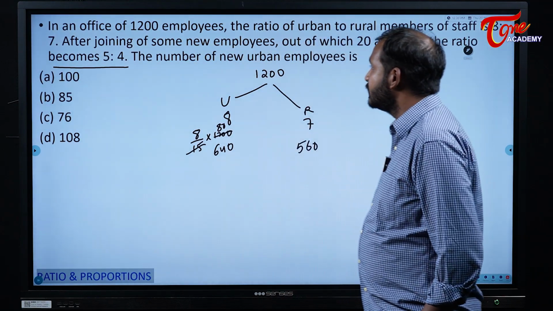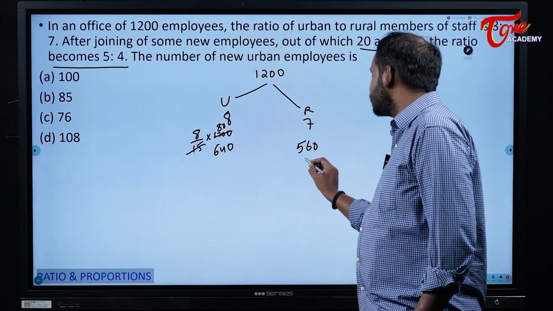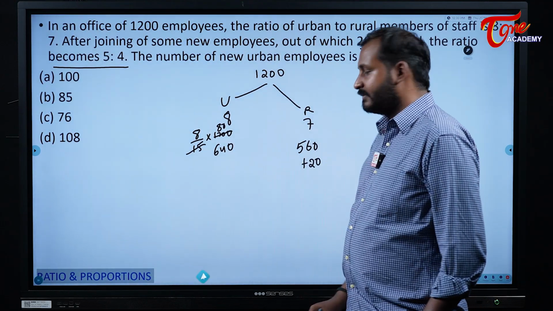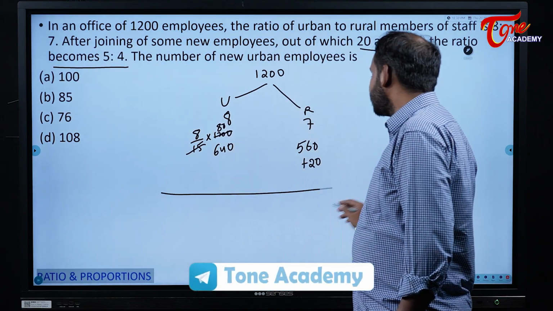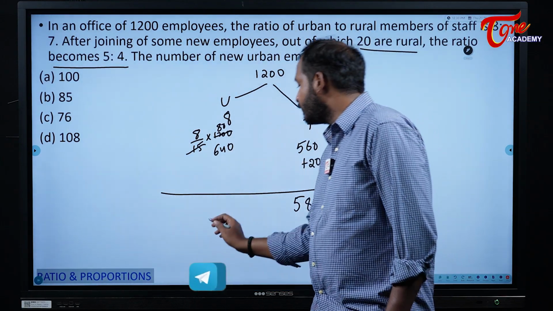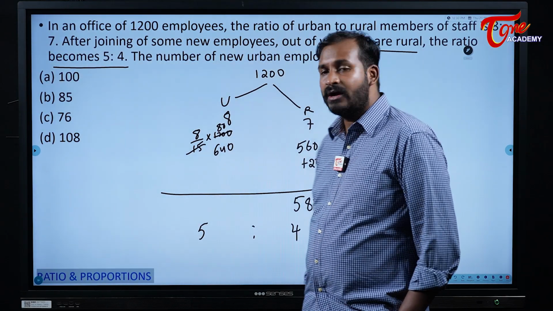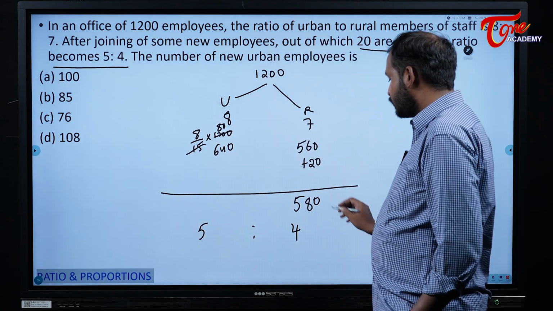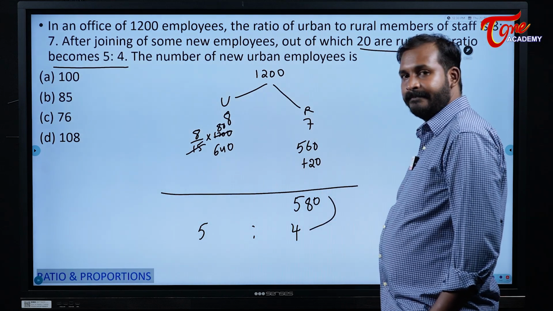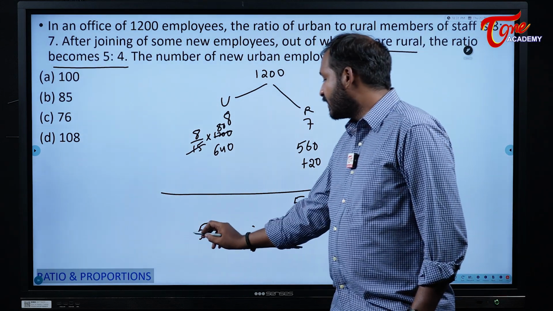Now, some new people joined, out of which 20 are rural. That means 20 people joined in the rural. So, what is my new rural strength here? 580. Because of this, the ratio became what? 5 is to 4 for us here. So, 4 parts is 580. Then 5 parts will become how much?